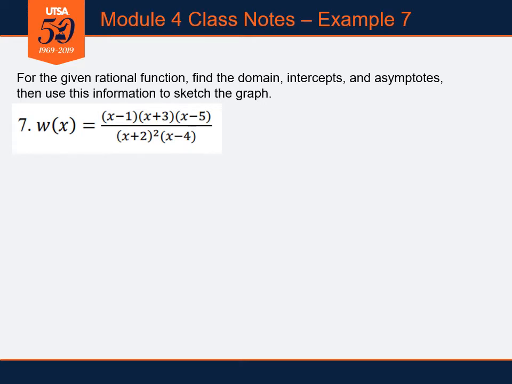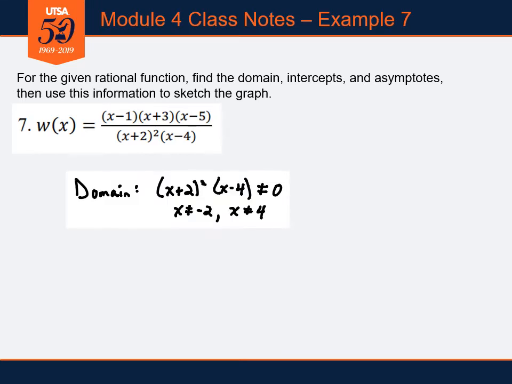Small blessings. It's already factored for us. That's nice. We don't have to worry about factoring it, but we can jump straight to the domain, where we find the x values that make the denominator 0, because the denominator can't be 0. So we get x can't be -2 and x can't be +4. And our domain in interval notation then is everything from -infinity to infinity, excluding -2 and excluding +4.